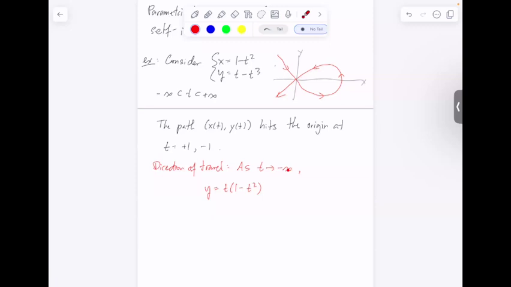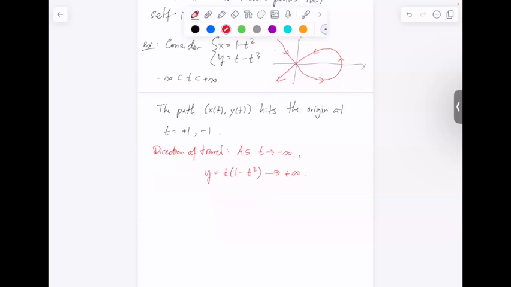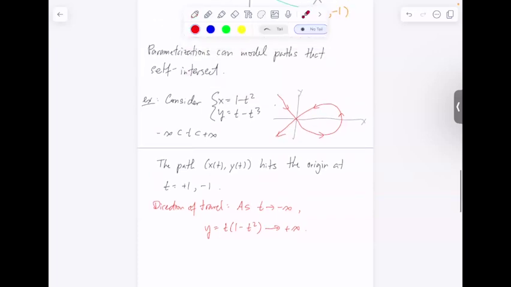As t gets very negative, this coefficient is negative, and 1 minus t squared is also going to be very negative. So this is negative times negative, which is a positive. So altogether this tends towards something positive. As you go backwards in time, your y is getting larger and larger. So, reverse time, it goes from here down to here.